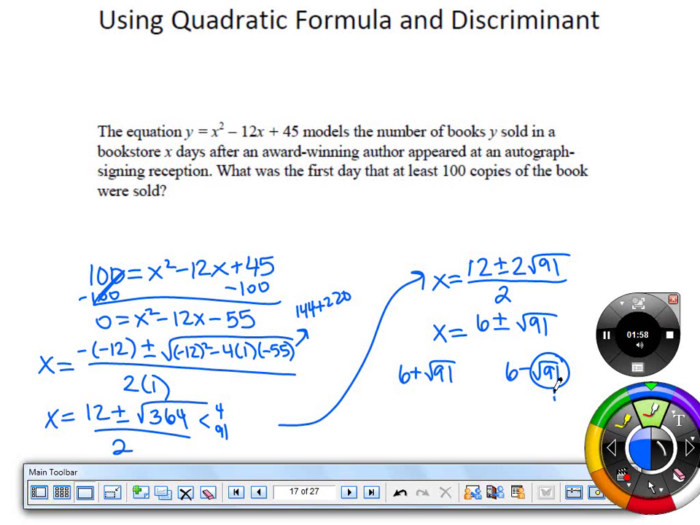So this is more than 9. It's 9 point something, which means 6 minus that number is going to be a negative value. So that's not going to work. And then we are going to have this positive value of 6 plus rad 91. So that's what we would go with.